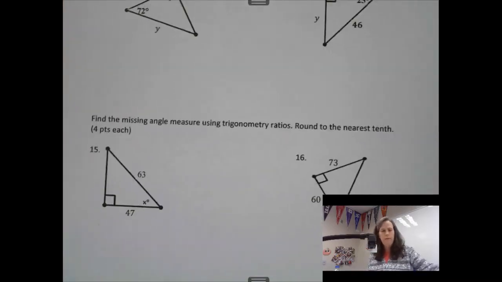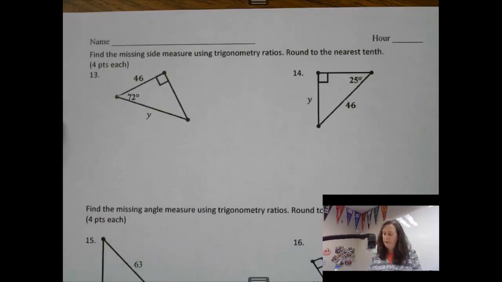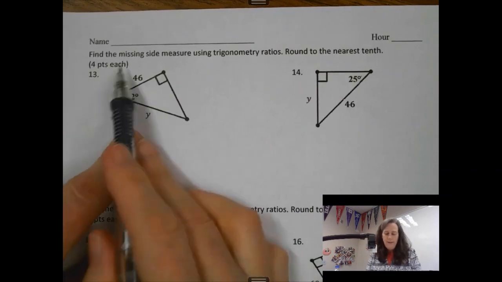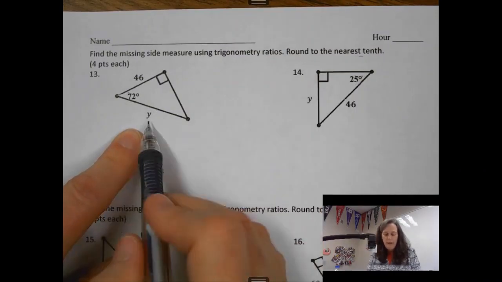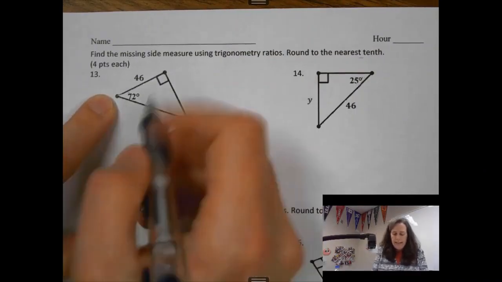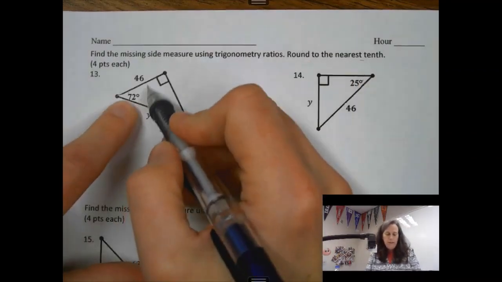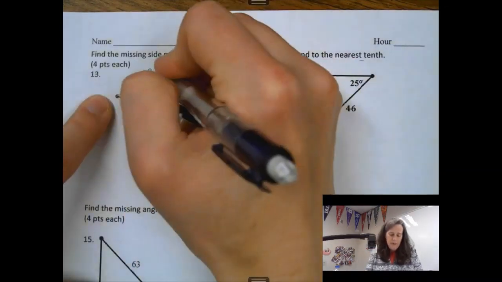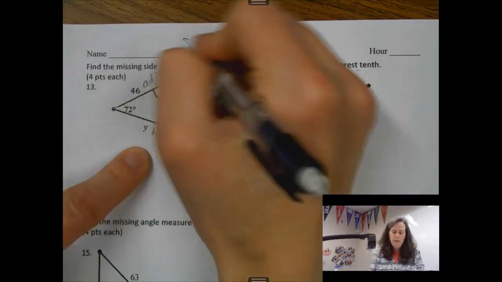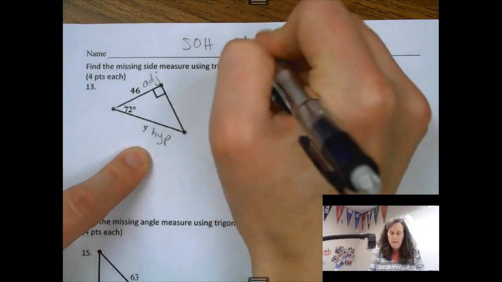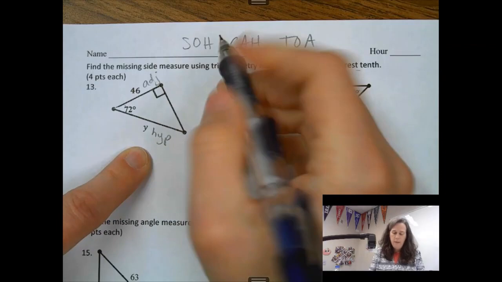That was question 12. This is question 13. Here again, we need those trig functions, those trig ratios. It says find the missing side measure using those trig ratios, nearest tenth. This is the missing side y, and he is the hypotenuse, right? Here's our anchor angle, and so we have the side right next to him, which is adjacent. We have adjacent and hypotenuse. Which trig function goes with that? Adjacent and hypotenuse. We need cosine.